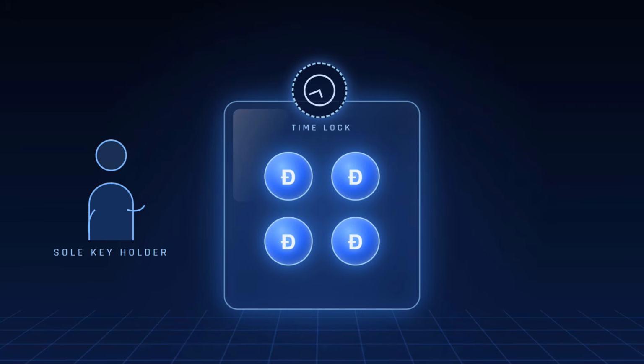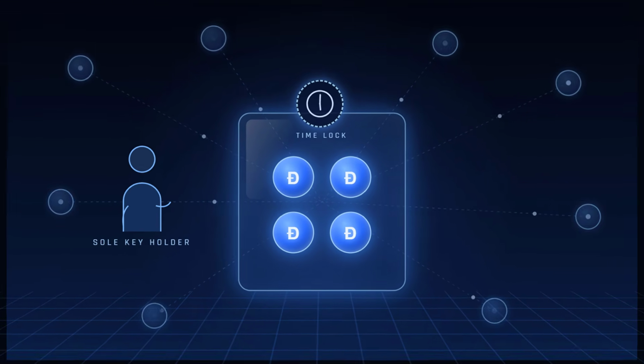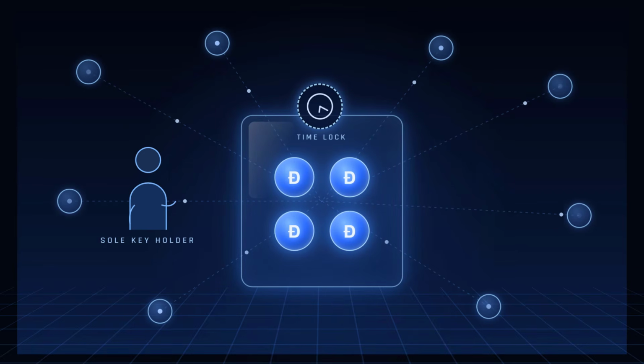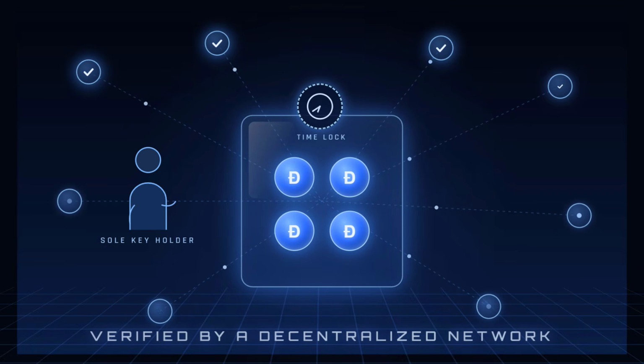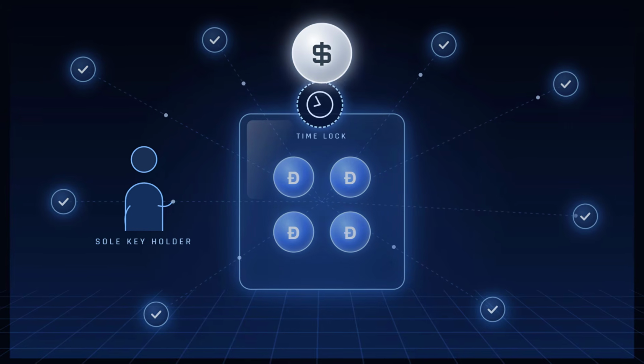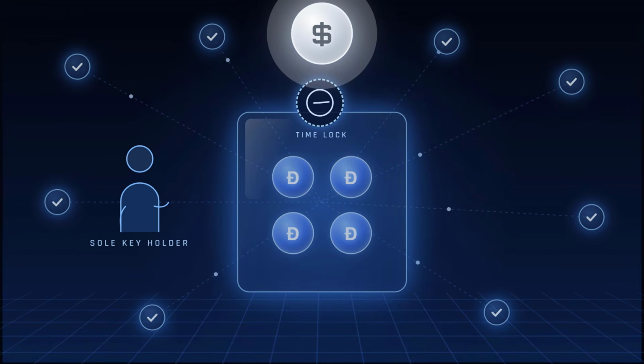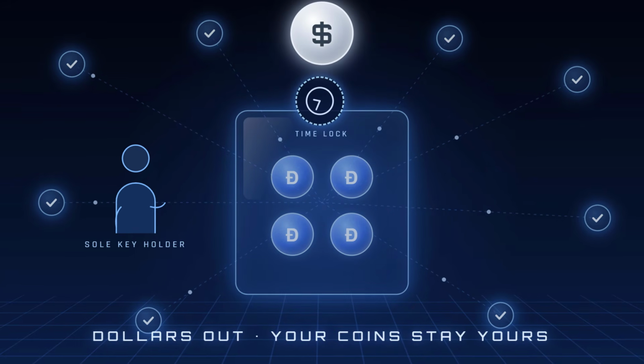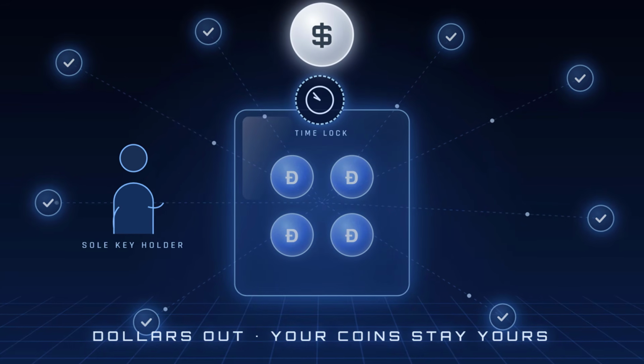To create DigiDollars, a user locks DGB as over-collateralized reserve inside a time-locked Taproot vault. The protocol uses decentralized Oracle price information to calculate how many DigiDollars can be minted. You keep control of your private keys, but the locked DGB cannot be accessed until the selected lock period expires.